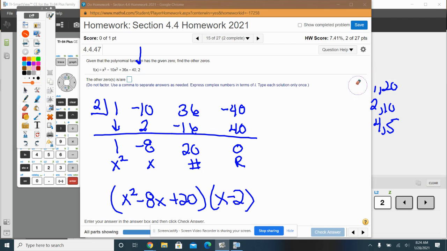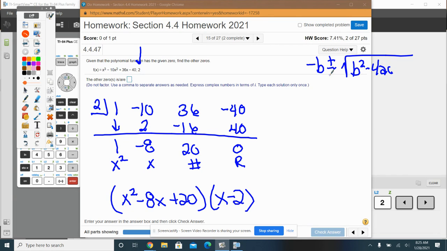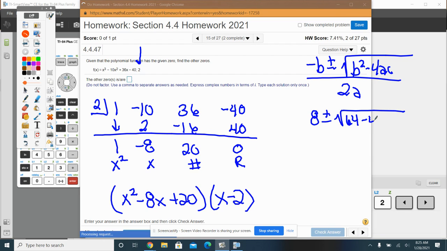So your choices for doing that would be you could complete the square, but a lot of you do the quadratic formula. So x equals negative b plus or minus square root b squared minus 4ac all over 2a. So negative b is positive 8 plus or minus the square root. B squared is always positive. That's 64 minus 4 times a times c, which is 20, all over 2a, which is 2.